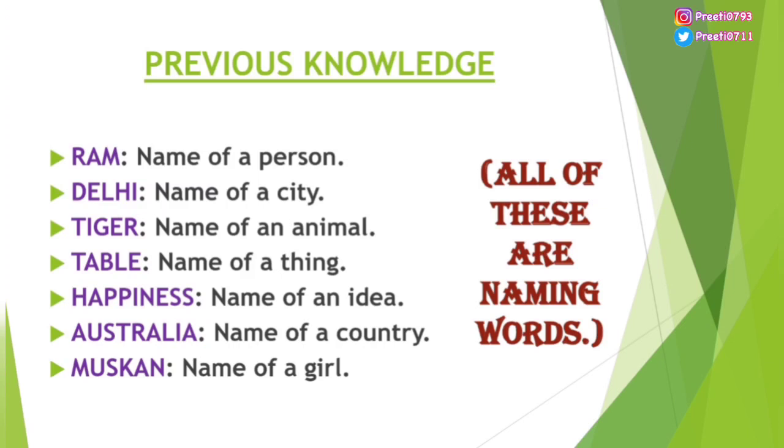Let's have a look at the words that are written on the screen. It says Ram, Delhi, Tiger, Table, Happiness, Australia, Muskan. If we have a closer look at all of these words again, we will get to know that all of these are naming words. For instance, Ram is the name of a person, Delhi is the name of a city, Tiger is the name of an animal, table is the name of a thing, happiness is the name of an idea, Australia is the name of a country, and Muskan is the name of a girl. So the common thing among all of these words is that they are all naming words, and we all know that we call nouns naming words.